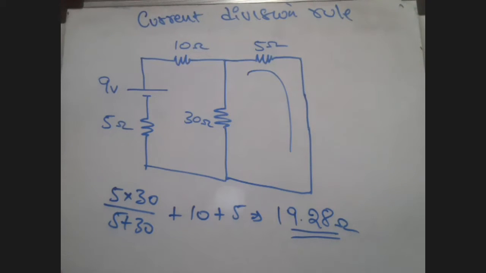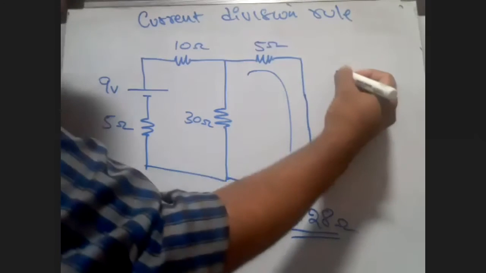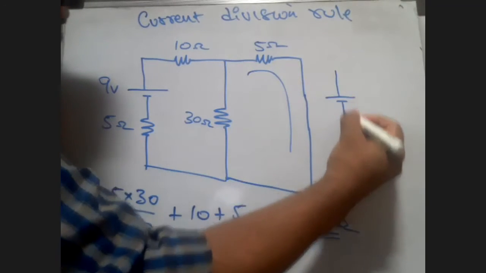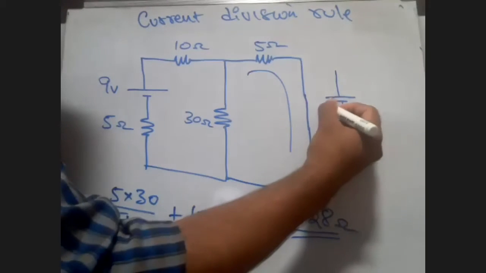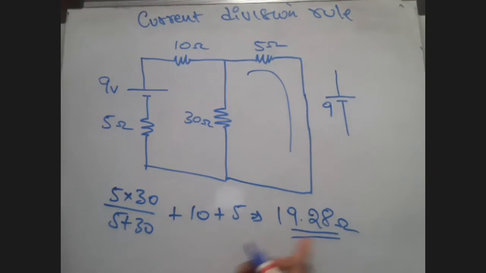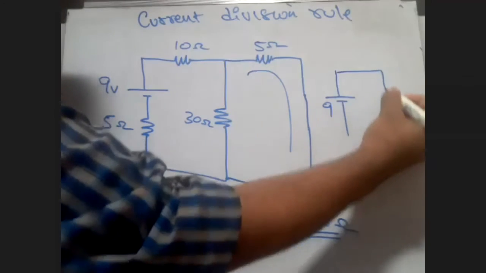So now, if the total resistance is 19.28 ohms, can I just draw a small equivalent circuit here, a circuit which has 9 volts and an equivalent resistance of 19.28 ohms? Can I draw it like this?